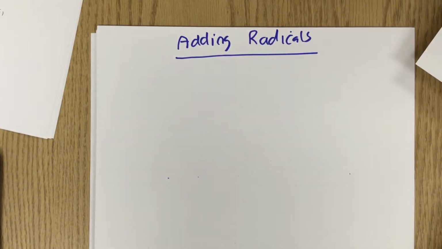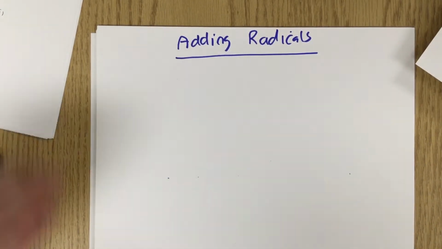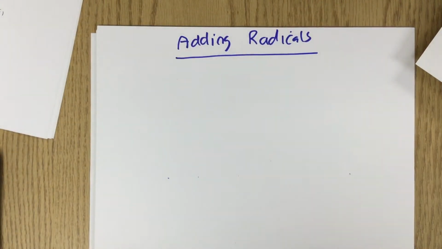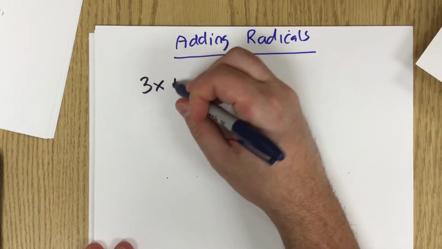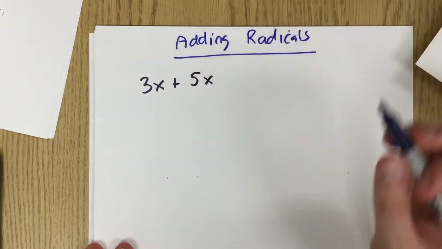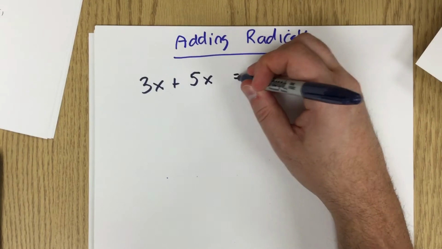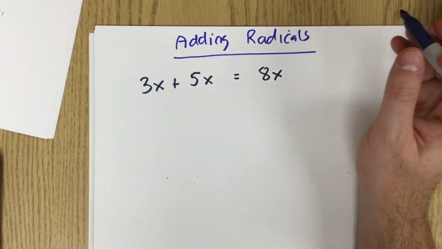Now we could also add radicals. We're going to do a little bit of a warm-up first, actually. So the warm-up is going to be, what's 3x plus 5x? And 3x plus 5x is, of course, 8x.